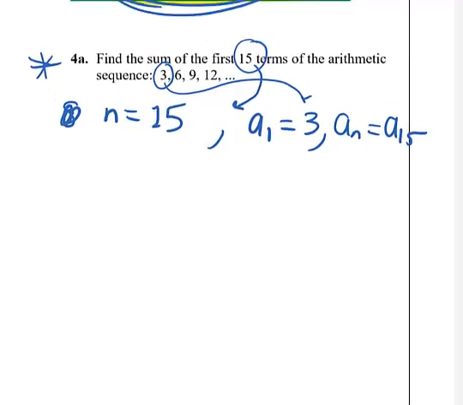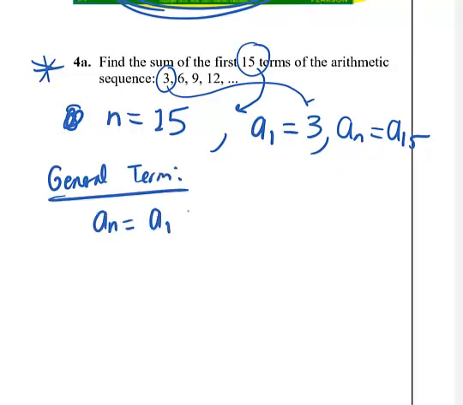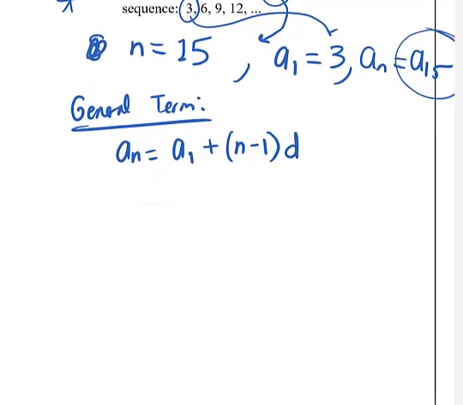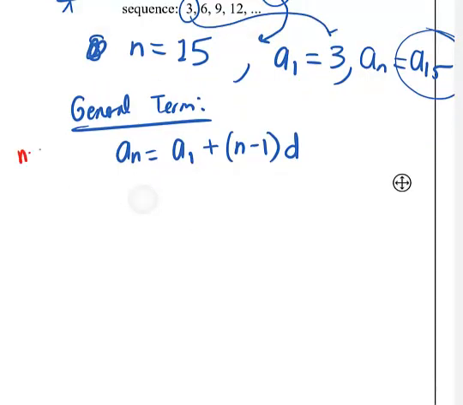So it might not be a bad idea to find the general term. Or you know what, you can use the general term. What is it? A sub n, we saw this in the previous problems. It's a1 plus n minus 1 times the common difference. But because all we care about is the 15th term, we don't need to know any other terms. I can replace n with 15 right away, because I want the 15th term.